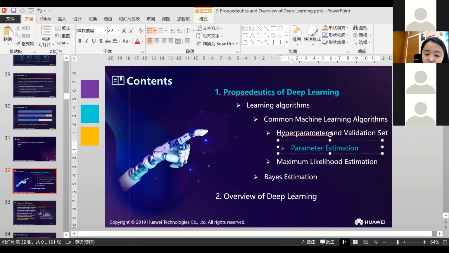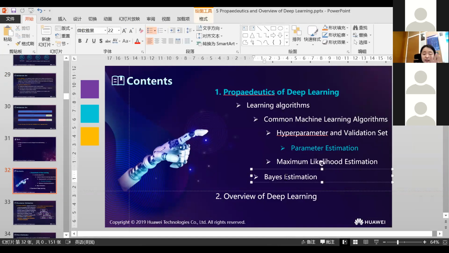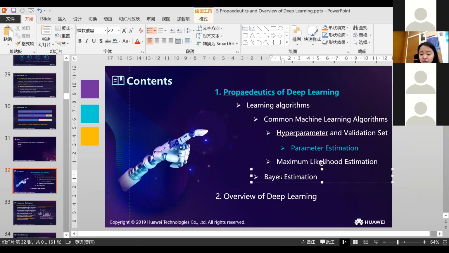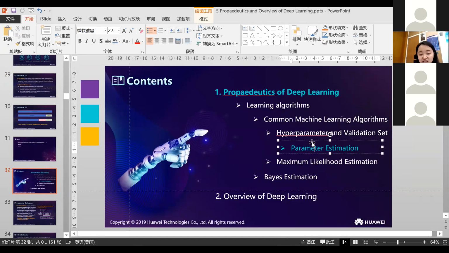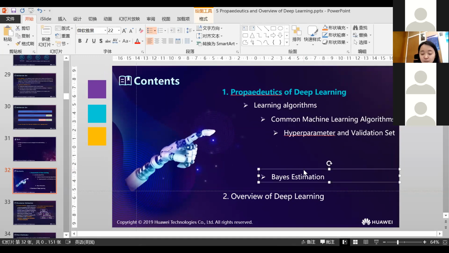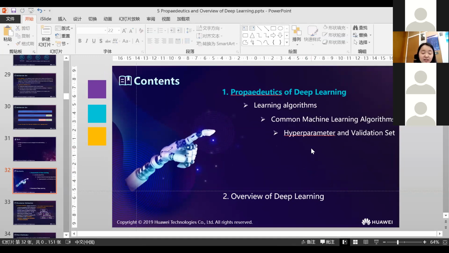So next, the next 3 sections are about parameter estimation, maximum likelihood estimation, and Bayes estimation. You can just skip these 3 sections, and you will not see any question from these 3 sections. So we just ignore them.